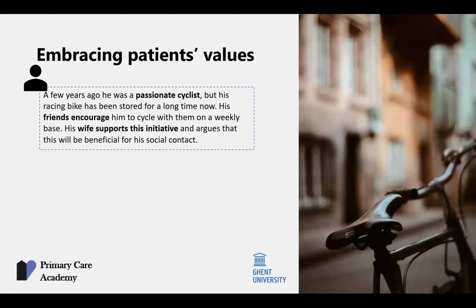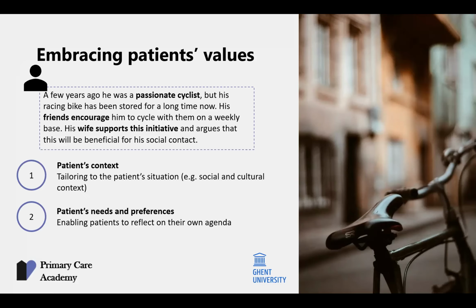And as I already said in the beginning of my presentation, the whole goal-oriented care process should also be underpinned by the patient's values. In the case, again, for Joseph, we see that he was a passionate cyclist, and also his friends and wife support his initiative because he would get fitter. He would also have more social context, and his friends and wife find it very important. And that's what the patient's values should be mirrored.